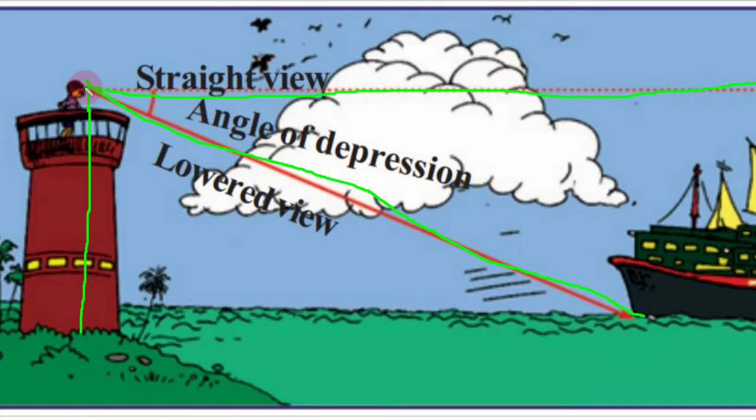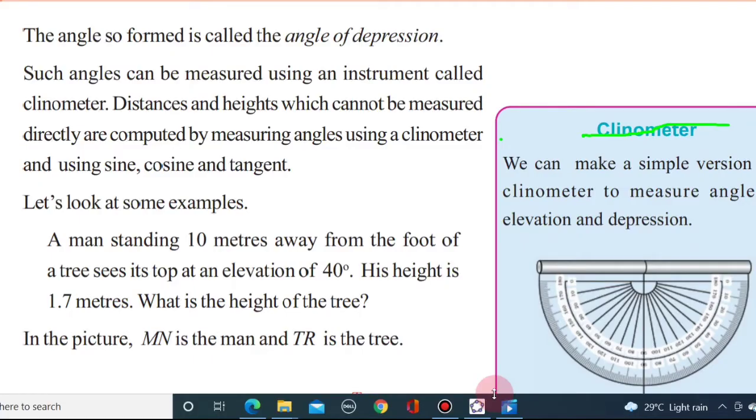And the angle between the straight view and the raised view is called the angle of elevation. So these two are very important, angle of depression and angle of elevation.